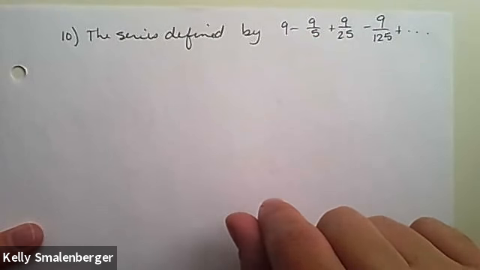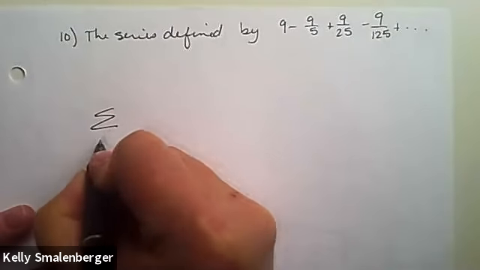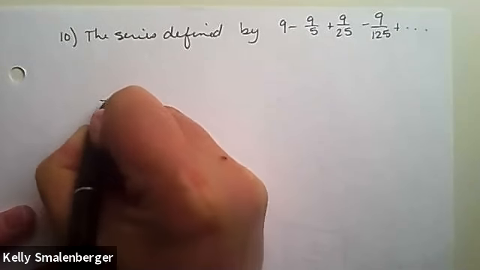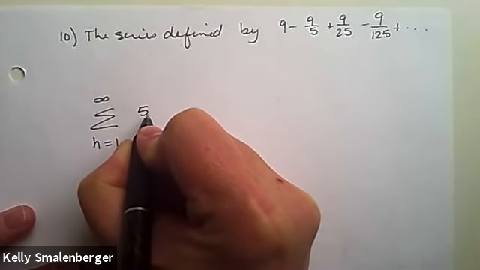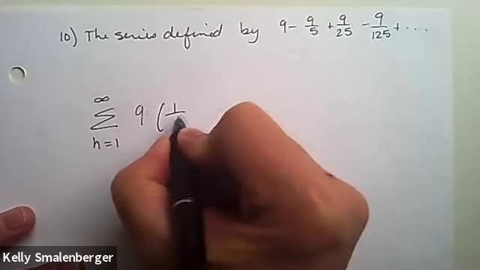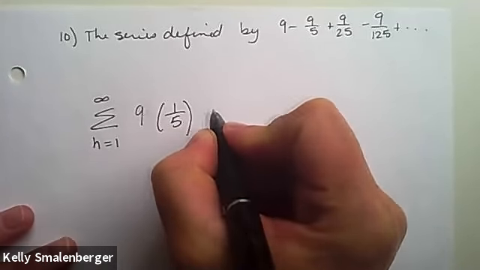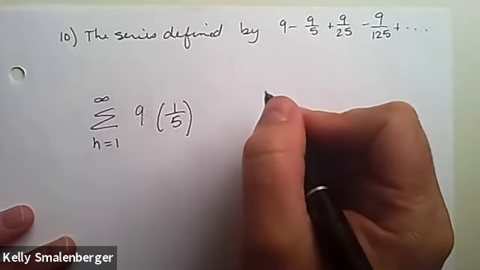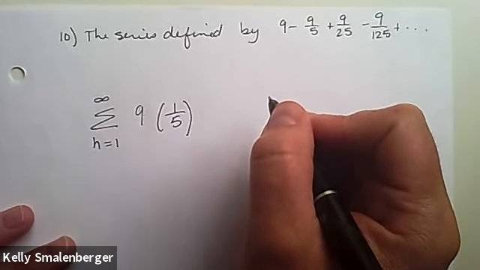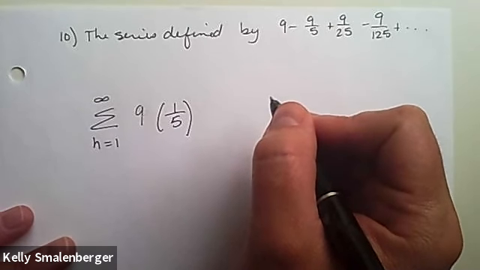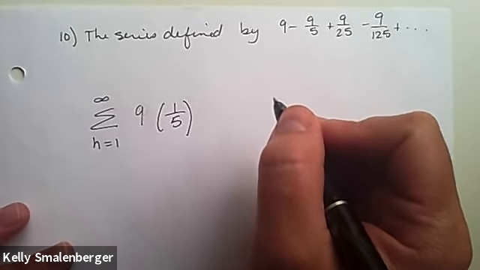Kevin? It looks like 9 over 5n squared from 1 to infinity. Okay, so it looks like the summation from n equals 1 to infinity of... what did you say? 9 over 5n squared. So 9 times 1 over 5 to the... You're really close. You got it, Kevin. I just want to make it look a certain way.